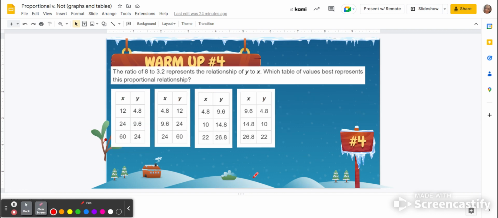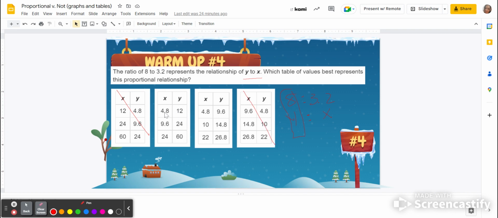Right, yet again, we see the same thing. I'm going to write my ratio off to the side. My ratio says 8 to 3.2. And then it says y to x. So my bigger number again is y. So here my bigger number is x. Here my bigger number is y. Here my bigger number is y. And here my bigger number is x.